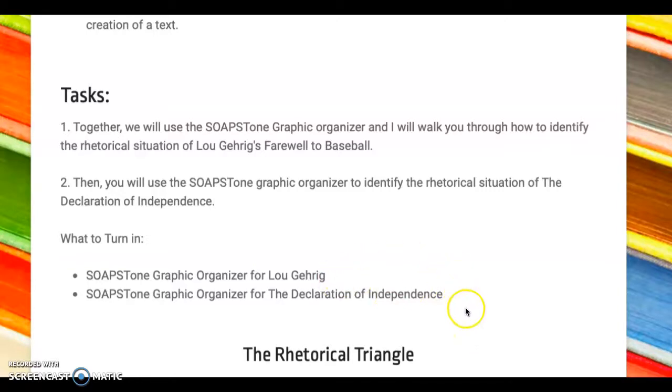These are the two things that you are going to turn in. These are your tasks. For the first one, I'm going to show you how to do this. You're going to follow along with me and take notes. The second one, you are going to do on your own.